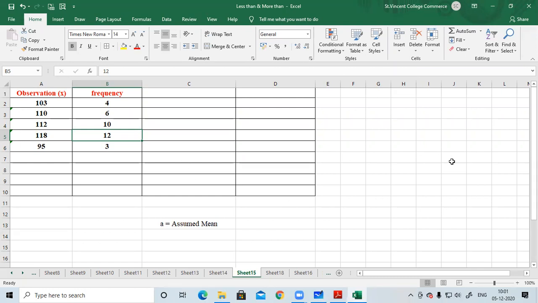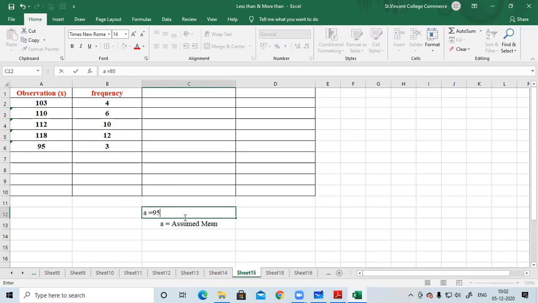Okay. So now we have to first find out A, the assumed mean. The assumed mean could be anything between 95 and 118 (sorry, my mistake, the highest is 118). You can take anything between 95 and 118 as your assumed mean. We would preferably take a lower number, which is 95, so that we don't get too many negatives. So we'll take 95.